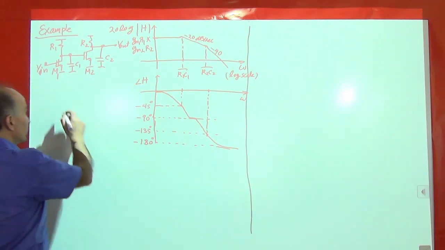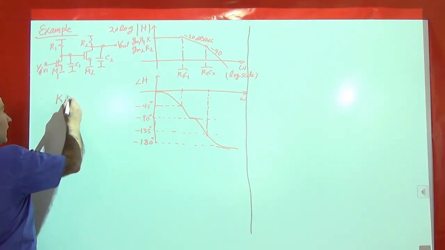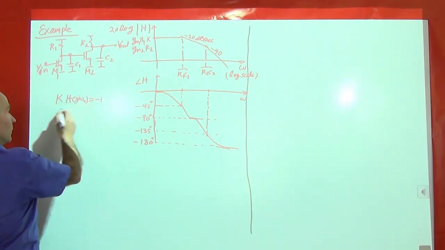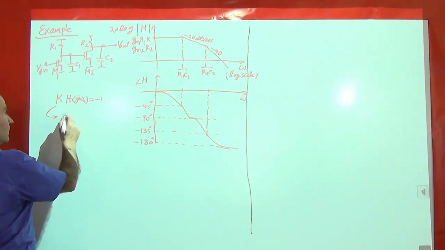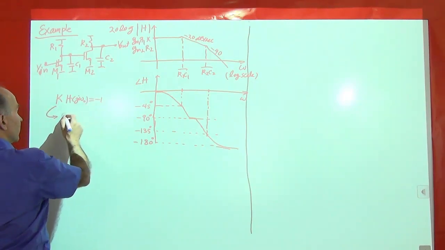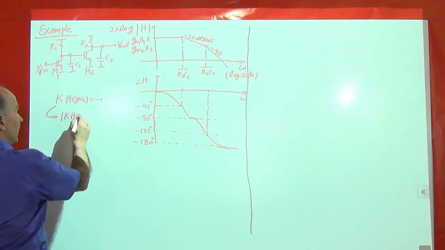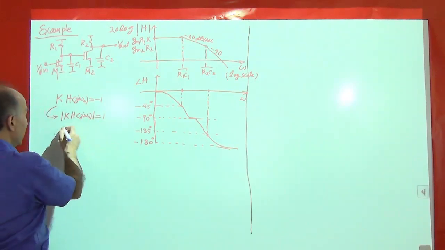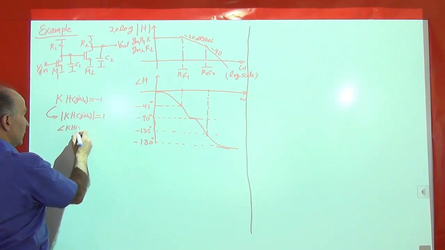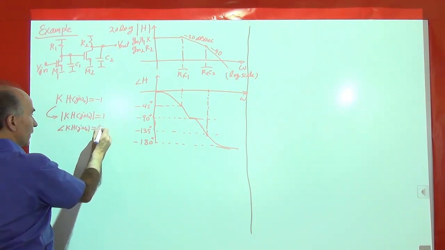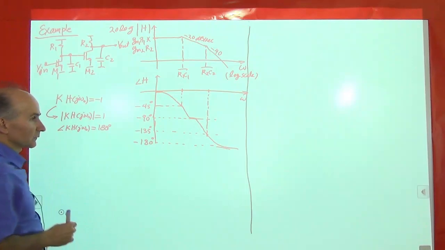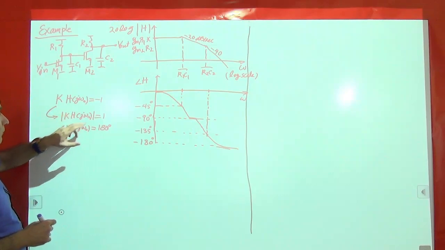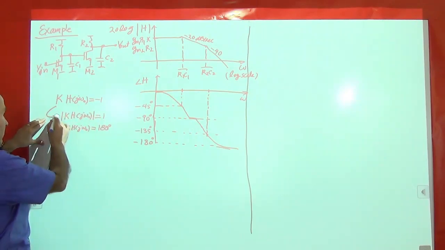Okay, so remember we're looking for this condition: KH of jω0 equals minus 1, which is equivalently translated to the magnitude of KH of jω0 equals 1 or greater than 1, and the angle of KH of jω0 equals 180 degrees. So let's look at these two conditions very carefully. We have also the greater, but don't worry about that for now.